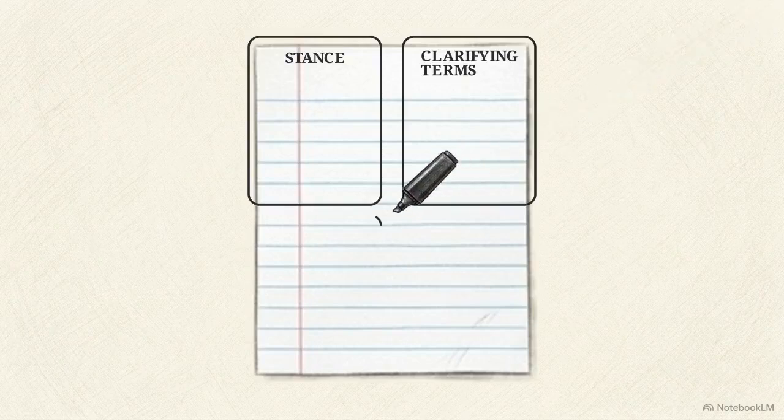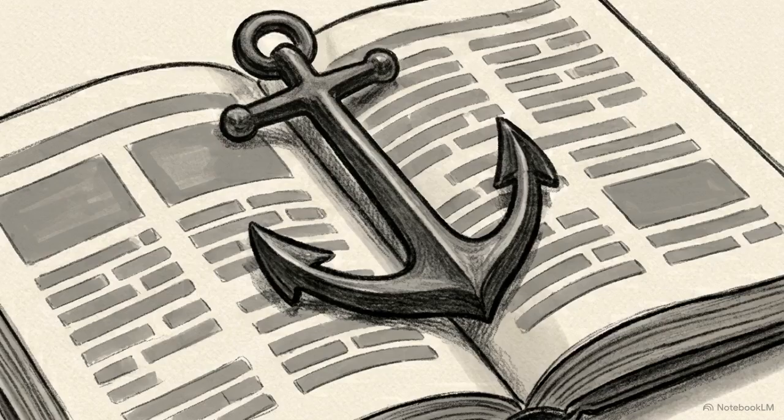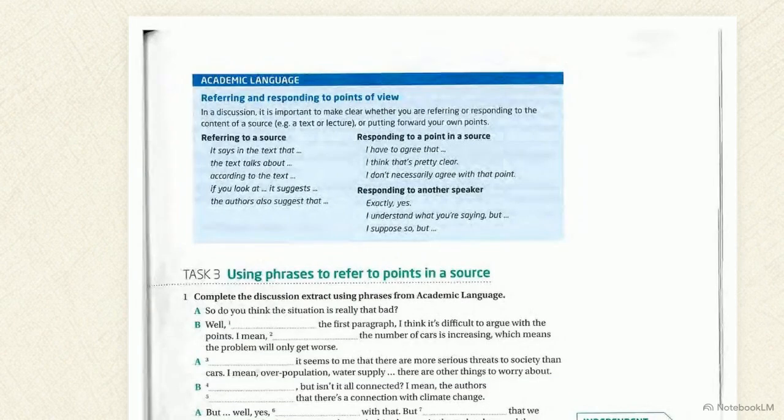Moving on to Step 3. Create a third box called Referring to Sources. In an academic debate, an unsupported personal opinion carries very little weight. You need to anchor your thoughts to the text. This table outlines the framework to pivot attention away from personal feelings and back to the assigned reading. Add these anchor phrases: "According to the text", and "It says in the text that".